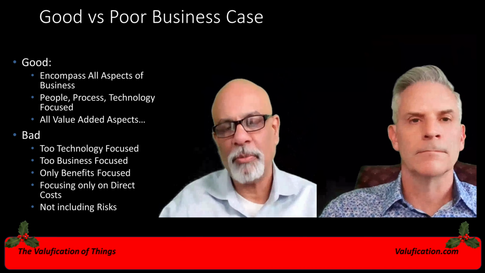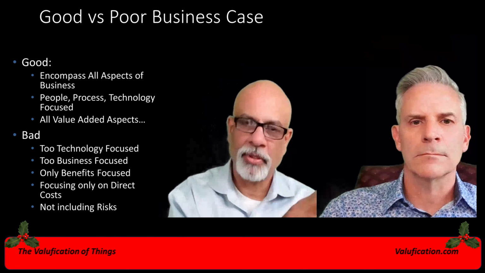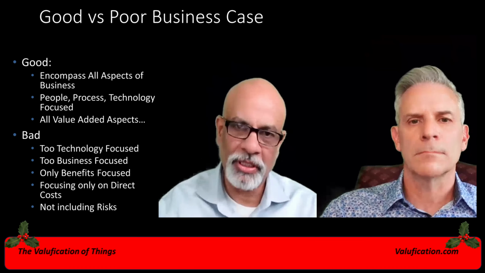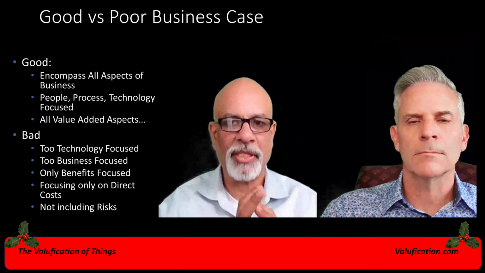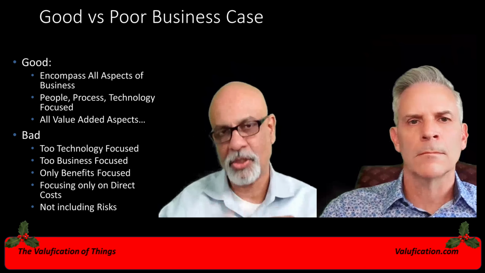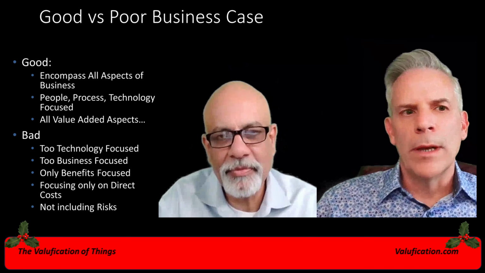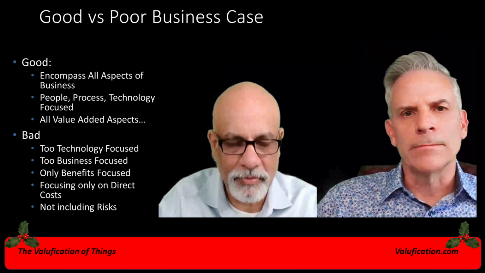So when you think about a business value, as long as you encompass the people, the process, the technology, the sales, all of the functional aspects and the value-added aspects of the company into your equation, that's a good business model. I see. So what red flags do you look for when reviewing a business case or value model?